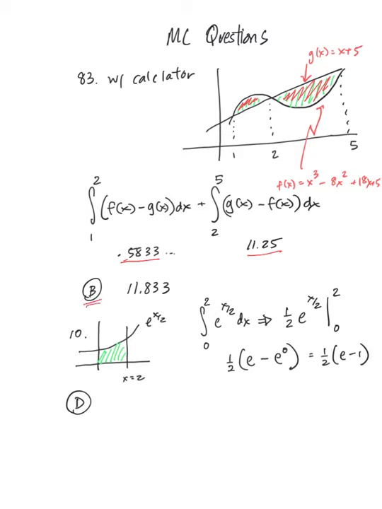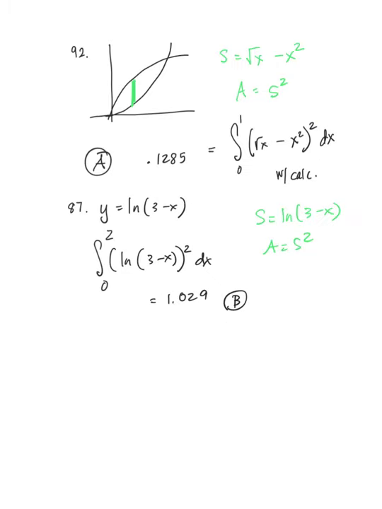Number 10, I'm assuming you don't have the calculator. I just did a little sketch here of what it looked like, and I just want the area underneath the curve, which is just the integral from 0 to 2 of e to the x over 2 dx. Integrating, plugging in 2, and then plugging in 0. And then here's my final answer, which is your choice D.